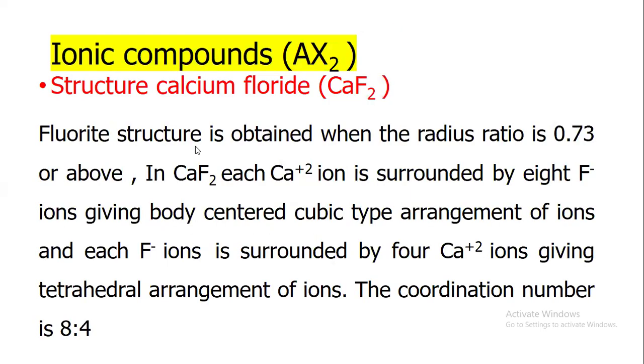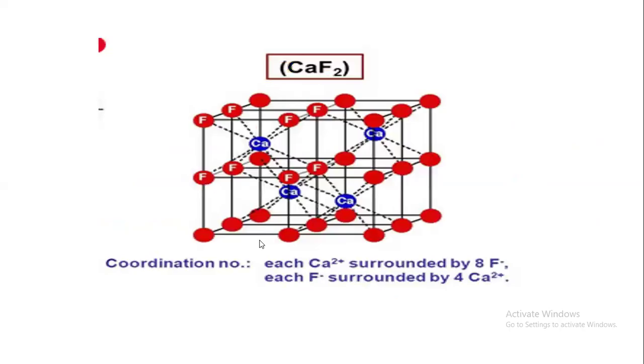AX2 type compounds: the structure of calcium fluoride. Fluorite structure is obtained when the radius ratio is 0.73 or above. In calcium fluoride, each calcium ion is surrounded by 8 fluoride ions, giving a body-centered cubic type arrangement of ions. Each fluoride ion is surrounded by 4 calcium ions, giving a tetrahedral arrangement of ions. The coordination number is 8 is to 4.